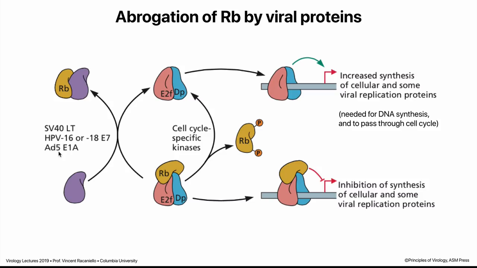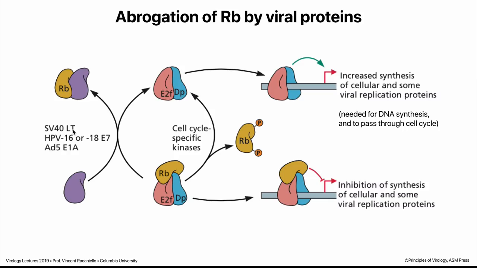When they encounter a cell in us that's not dividing, the first proteins these viruses make, large T antigen, E1A, E7, these go into the nucleus, they bind RB, and they get the cell to start making DNA replication proteins. That's how they deal with cells not dividing most of the time. So these are essential proteins. That's why they're made immediately. Of course, LT of SV40 also is an origin binding protein.